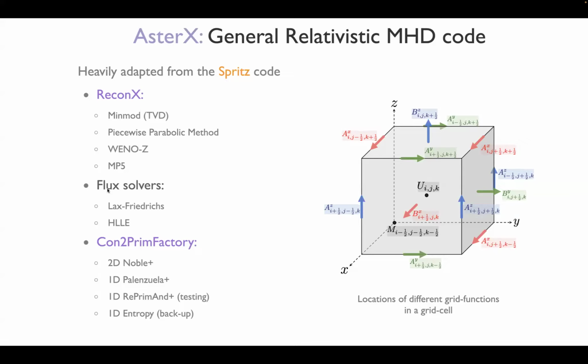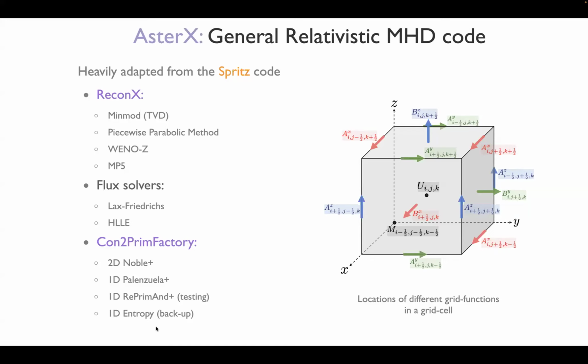For example, there is a thorn called ReconX, which has different reconstruction schemes like minmod, piecewise parabolic method PPM, WENO-Z, as well as MP5. Then we have flux solvers like the Lax-Friedrichs flux solver as well as HLLE. Then for ConToPrim, we again have a thorn called ConToPrim Factory, which has a few different ConToPrims, such as the 2D method of Noble et al., the 1D method of Valenzuela, as well as the 1D method of Kastaun et al., called RePrimAnd, which we recently added and ported to GPUs as well. This is currently under testing, and there is also an entropy backup.